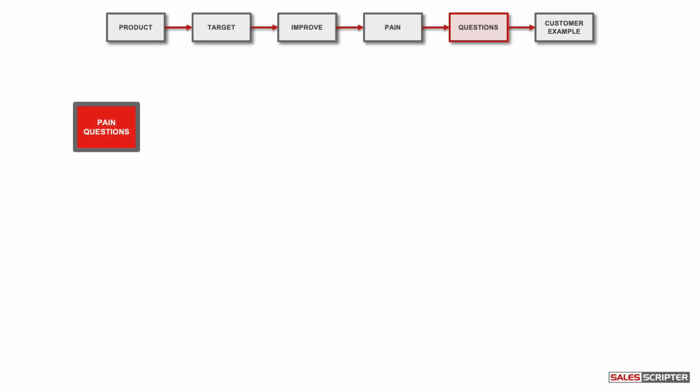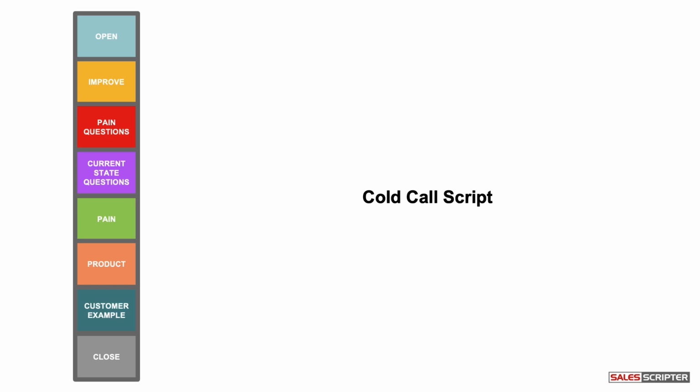The first category of questions is what we refer to as pain questions. These are questions that probe to see if the prospect has the pain points or concerns that you can help with. And the second set of questions are what we refer to as current state questions. These are questions that help you to identify what the prospect is doing in the area where you have something to sell.